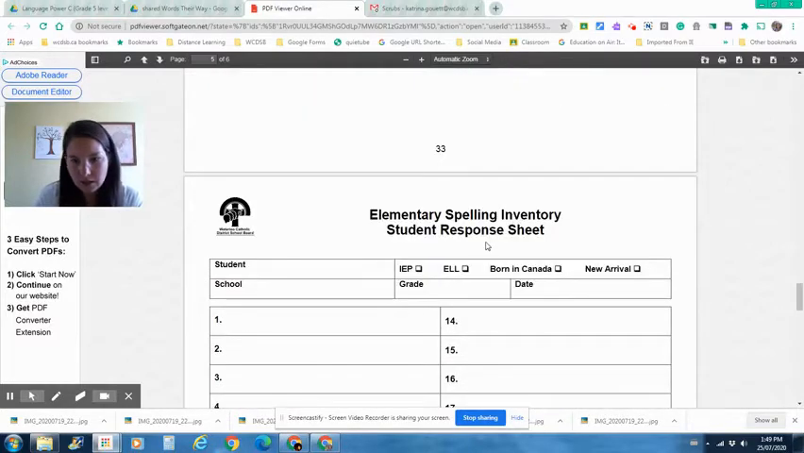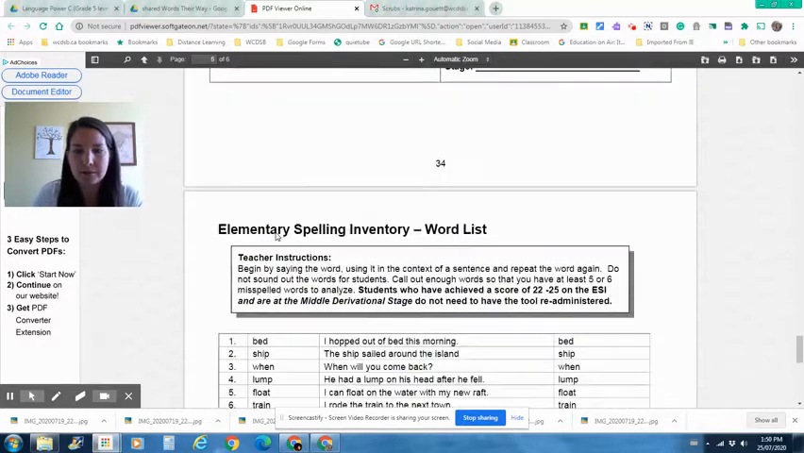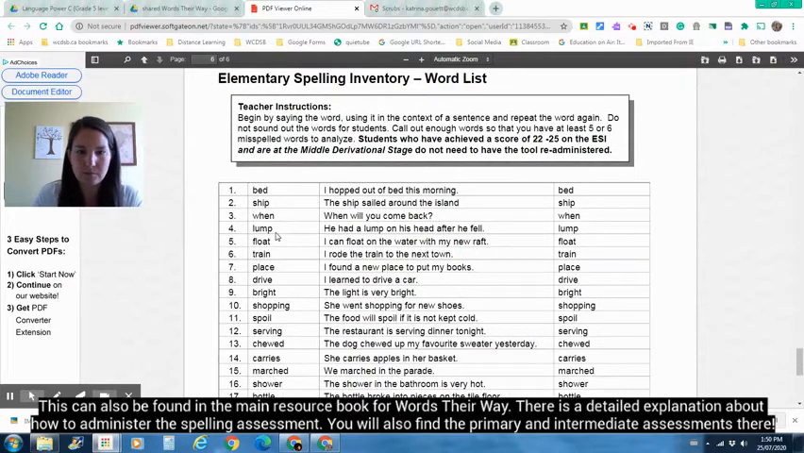Okay, so here they have some black line masters, some of which you should use and some of which you can use. So there's this one here where you can photocopy it, and this is what the student fills out. They're spelling words. I just use lined paper. I don't think you really need to photocopy this, but that's my personal opinion. This is what you will need to give the spelling test.